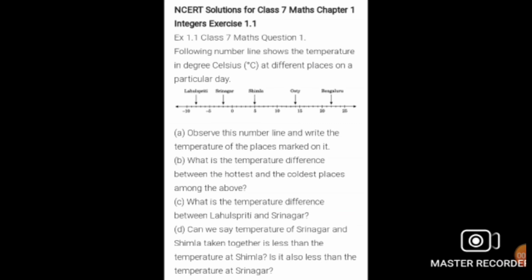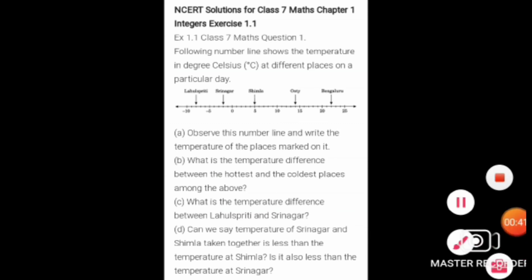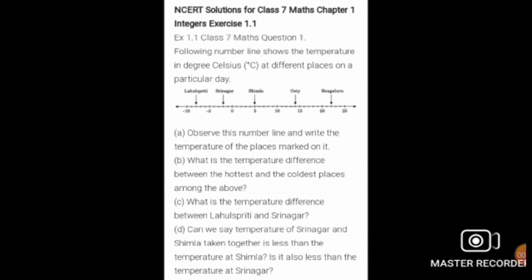First sum. Following number line shows the temperature in degrees Celsius at different places on a particular day. At the right of 0, they have given 5, 10, 15, 20, 25. At the left of 0, we have minus 5 and minus 10. Observe this number line and write the temperature of the places marked on it.